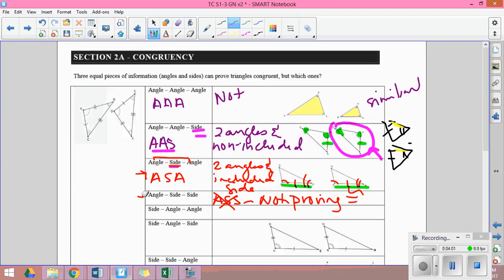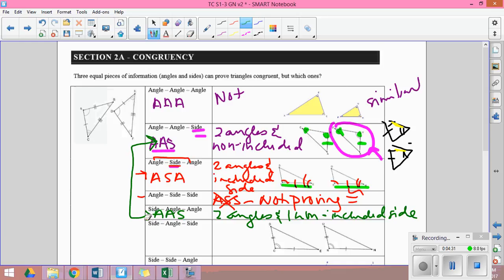Side, angle, angle. I usually talk about this as angle, angle, side. This does prove congruency. So we know 2 angles and 1 non-included side. It is the same thing as this one. Whether you say angle, angle, side, or side, angle, angle, same difference.